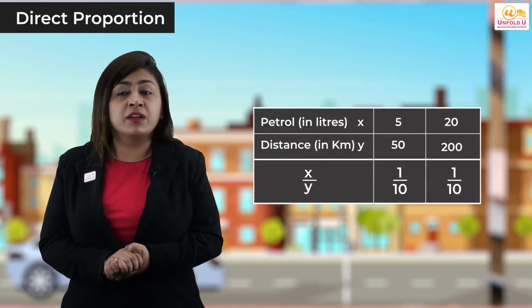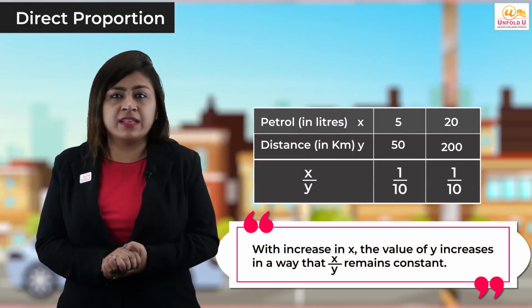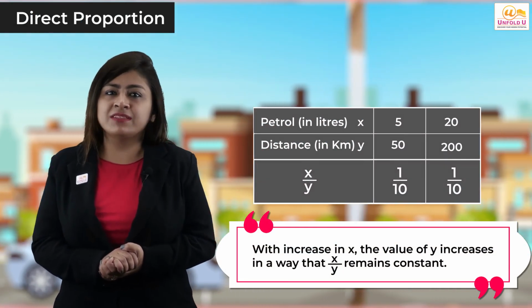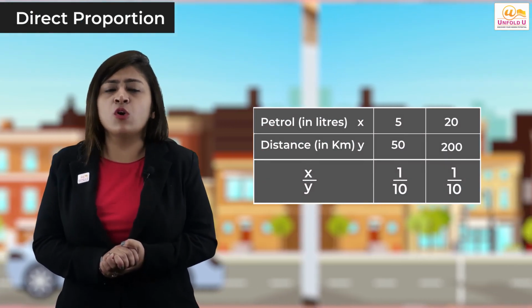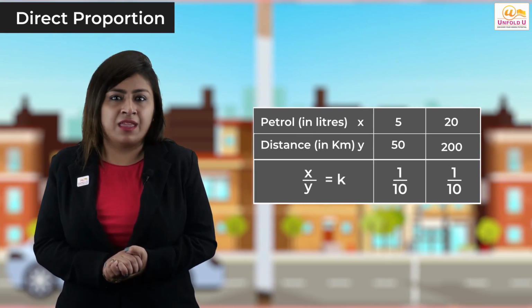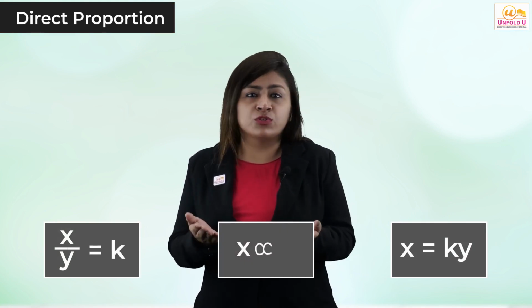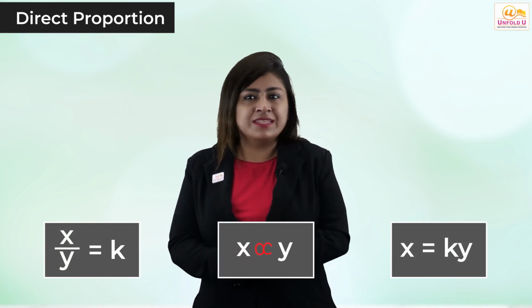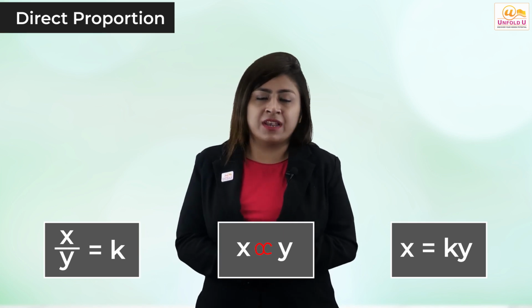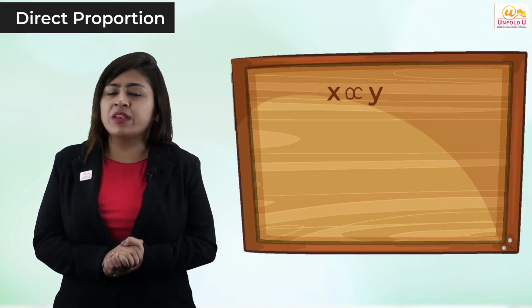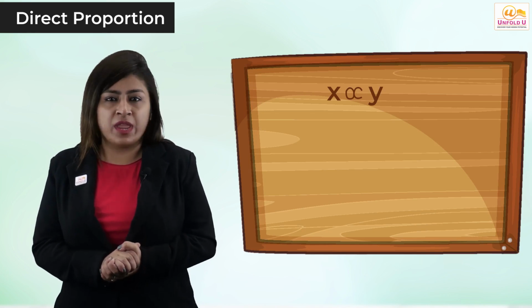तो यहाँ पे हमने कंक्लूड किया कि with increase in x, the value of y increases in a way that x by y remains constant. इस constant को हम denote कर देते हैं with k. So we have x by y is equal to k, which is constant, or x is equal to ky, or x is directly proportional to y, where this is the symbol that we use for proportionality. Here, since x is in direct proportion with y, so we write x is directly proportional to y.